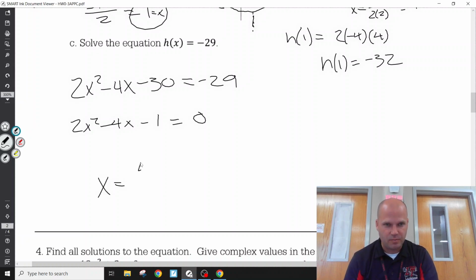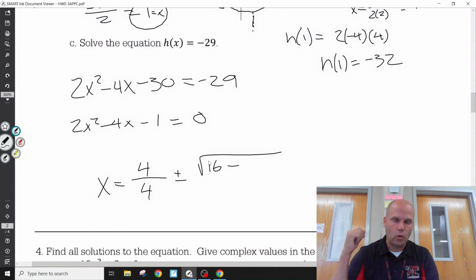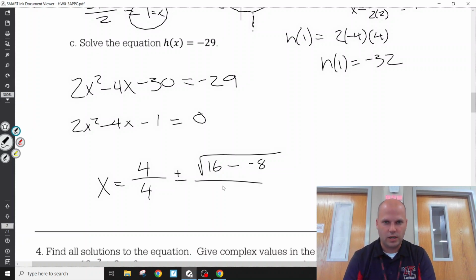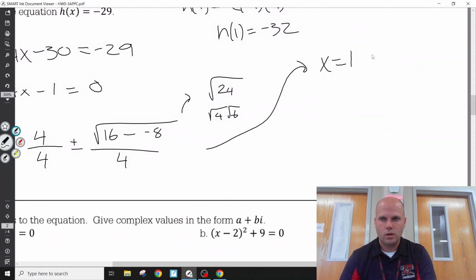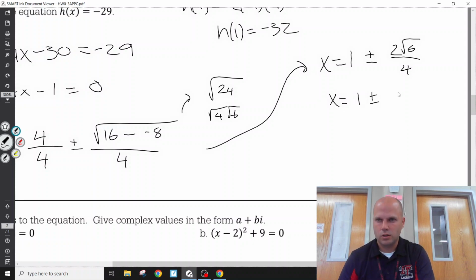X equals the opposite of b, don't forget that, over 2 times a, plus or minus the square root of b squared minus 4 times 2 times -1. 4 times 2 is 8, times -1 is -8, so 16 minus -8, and that's all over 2 times a. I'm going to simplify this. It's the square root of 24, which is the square root of 4 times the square root of 6, which is 2 root 6. So I'm going to put my answers, x equals 1 plus or minus 2 root 6 over 4. Let's go ahead and divide the top and bottom by 2. 1 plus or minus root 6 over 2.